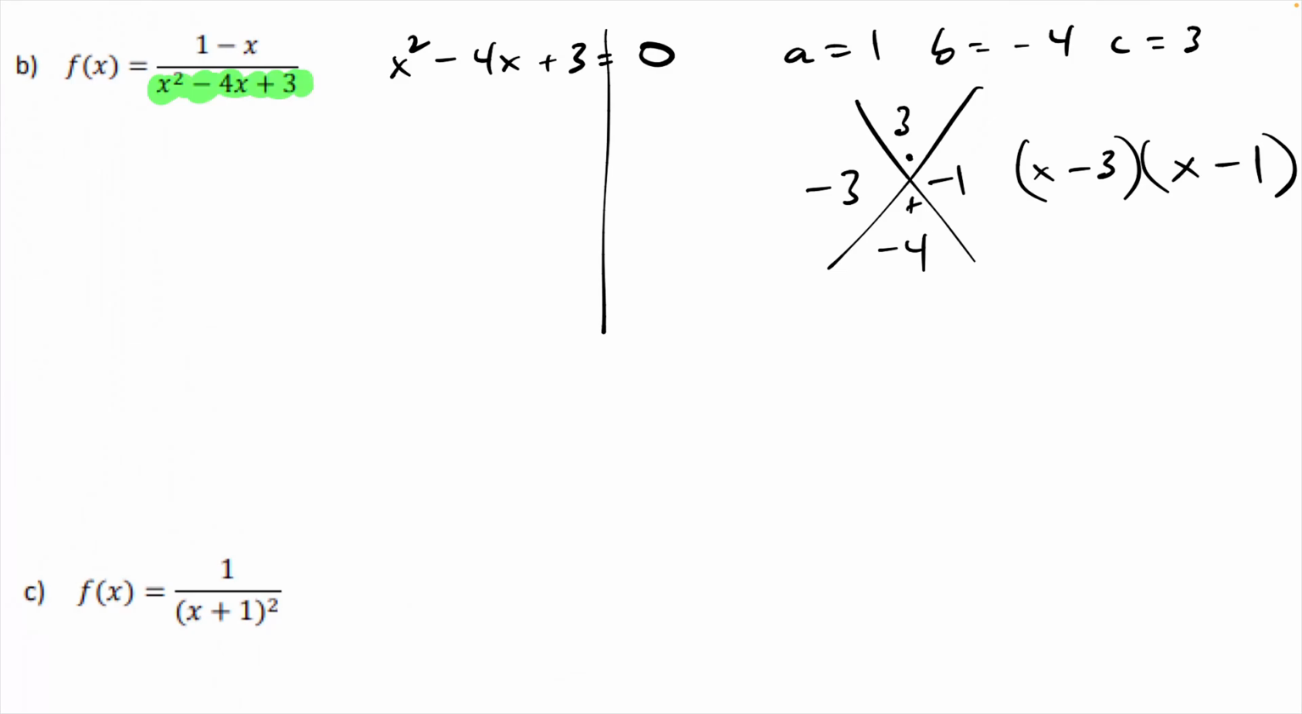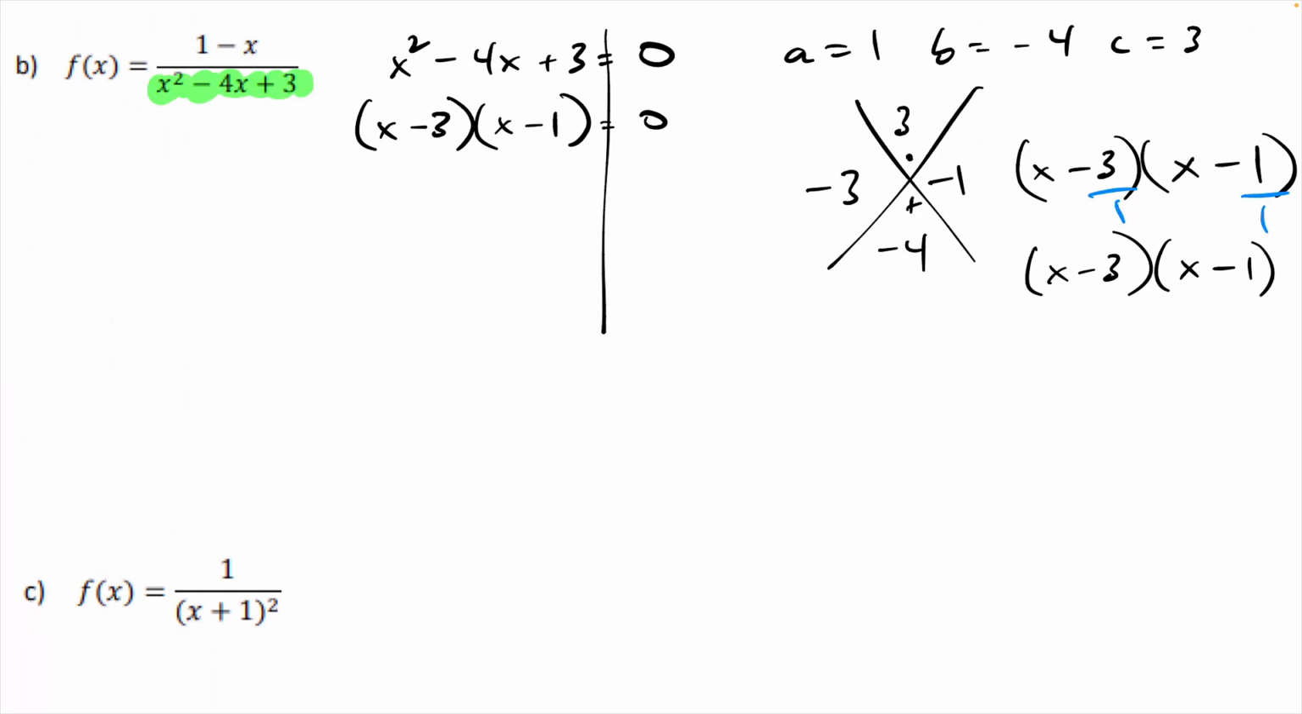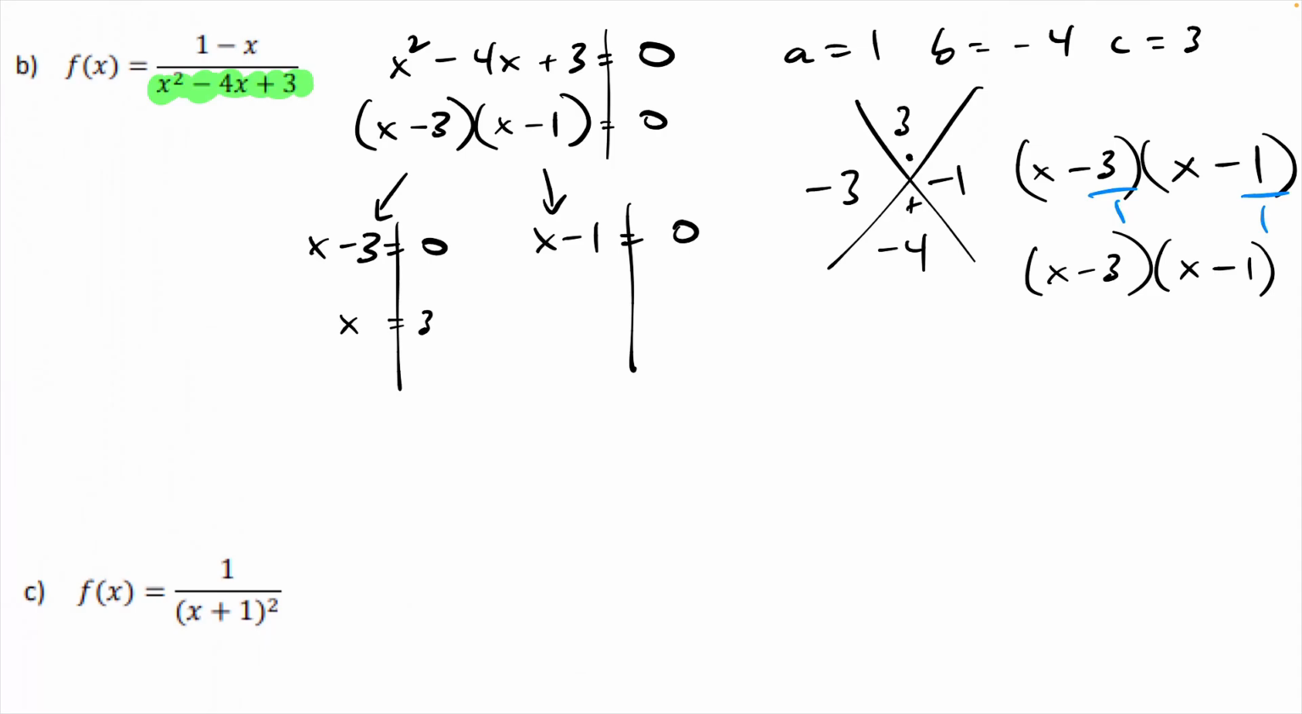Divide by a. So what is a? 1. So it's not going to change anything. So you get x minus 3 and x minus 1. Let me go put those back over here. So now you set those both equal to 0. Both binomials. X minus 3 equals 0. X minus 1 equals 0. So you get x equals 3 and x equals 1. We get two answers.